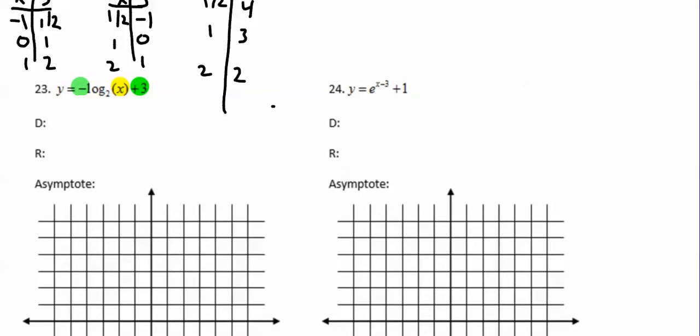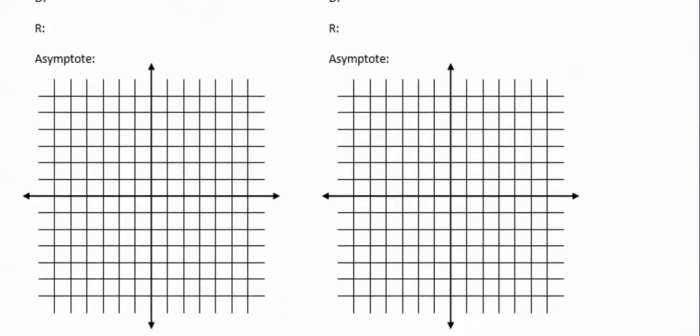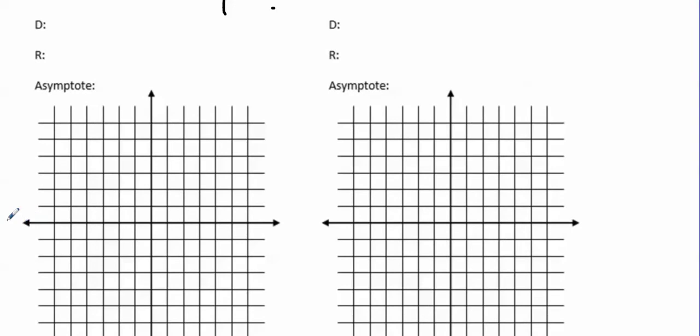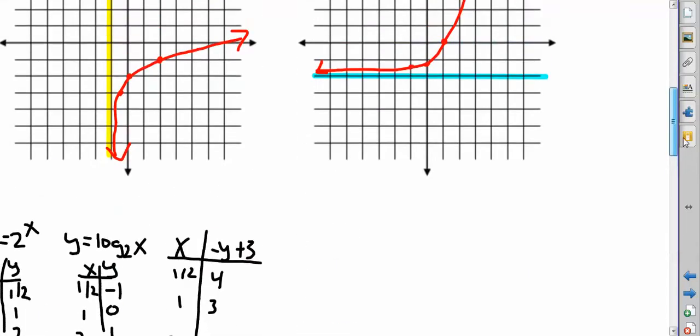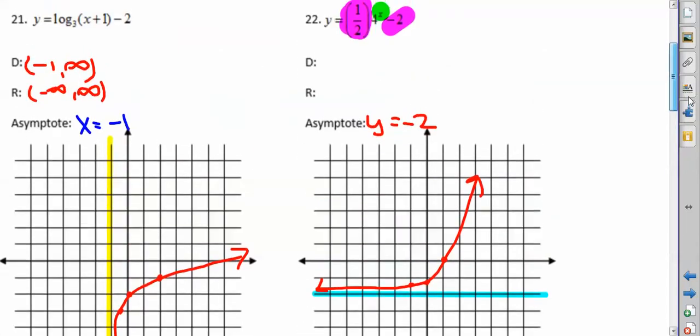Okay, so first I'm going to sketch my asymptote since there is no, oh wait, did I do the domain and range on the other one? Oh dear, what just happened? All right, no I did not. Let's hop back up to 22 for a second. My domain is negative infinity to positive infinity, and my range is -2 to infinity. All right, let's hop back down.